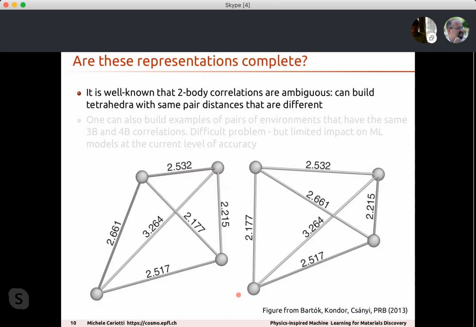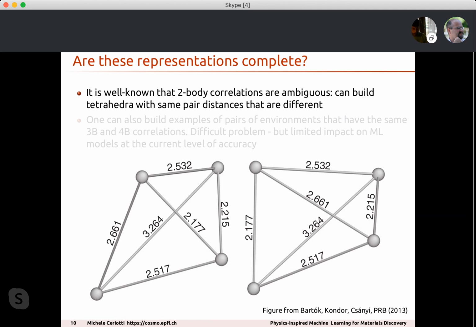Now there is a subtle aspect that we've been trying to come to terms with, which is the fact that you need to choose where you stop this body order expansion. Now, if you want to use a linear model, then truncating the body order expansion is equivalent to truncating a body order expansion of the potential.